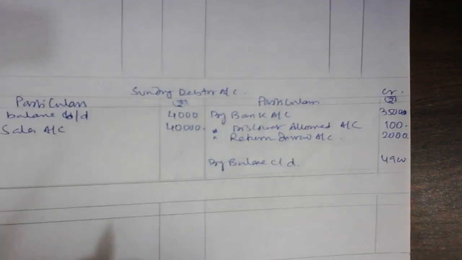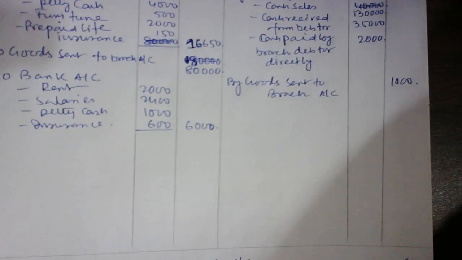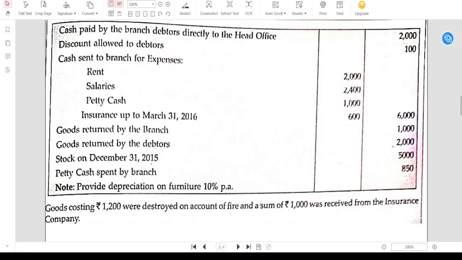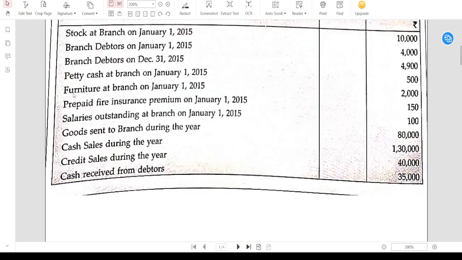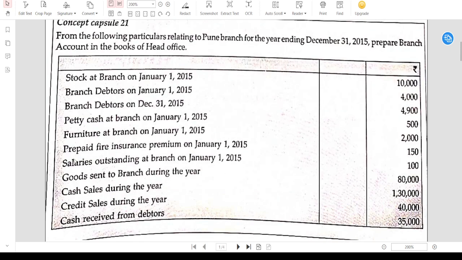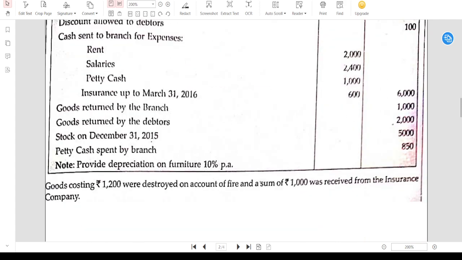Achha guys, one more important thing. From the very first of the question, we have some outstanding liabilities also, opening balance, okay? We have some salary outstanding balances here. You can see here, salary outstanding at branch on 1st January 2015 is 100, okay? So it is an outstanding liability. We also put this as an outstanding liability balance on the credit side. देखिए एक बार इसको मैं लिखता हूँ, ठीक है?